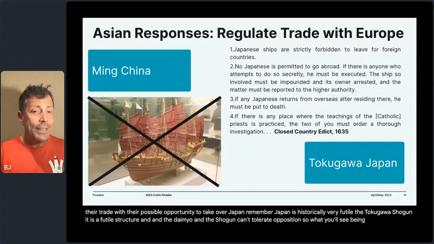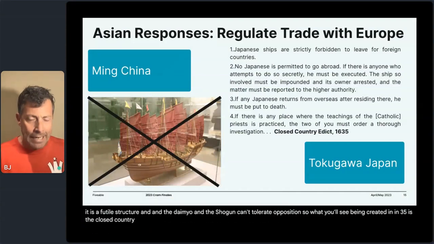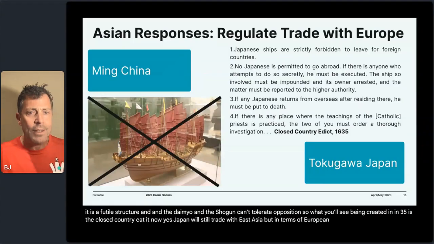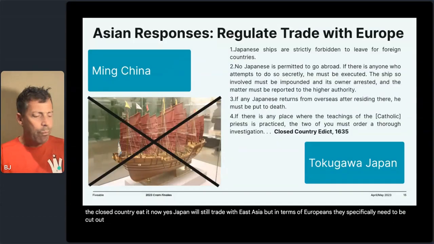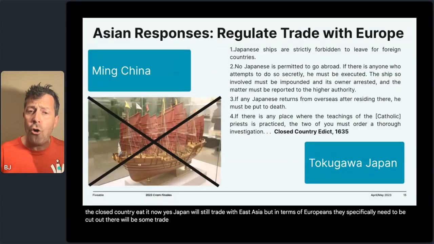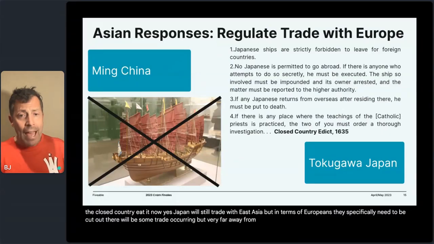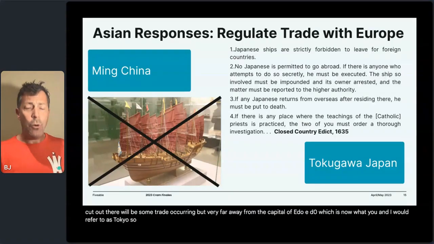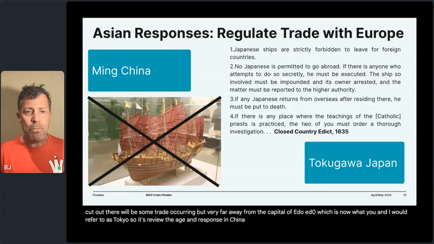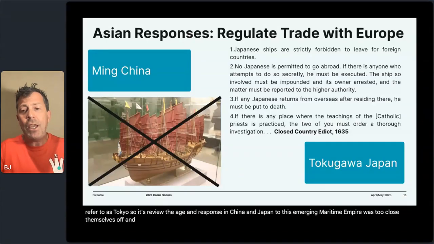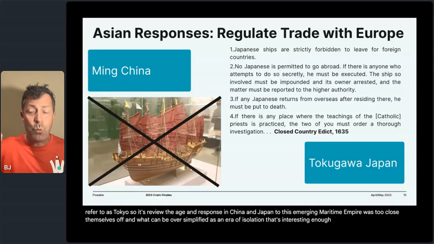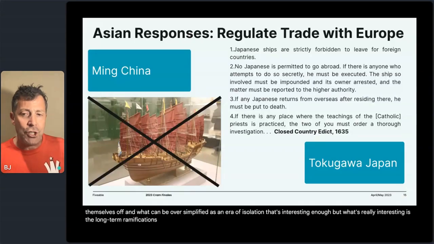So what you'll see being created in 1635 is the Closed Country Edict. Now, yes, Japan will still trade with East Asia, but in terms of Europeans, they specifically need to be cut out. There will be some trade occurring, but very far away from the capital of Edo, EDO, which is now what you and I would refer to as Tokyo. So let's review. The Asian response in China and Japan to this emerging maritime empire was to close themselves off in what can be oversimplified as an era of isolation. That's interesting enough. But what's really interesting is the long-term ramifications from that.